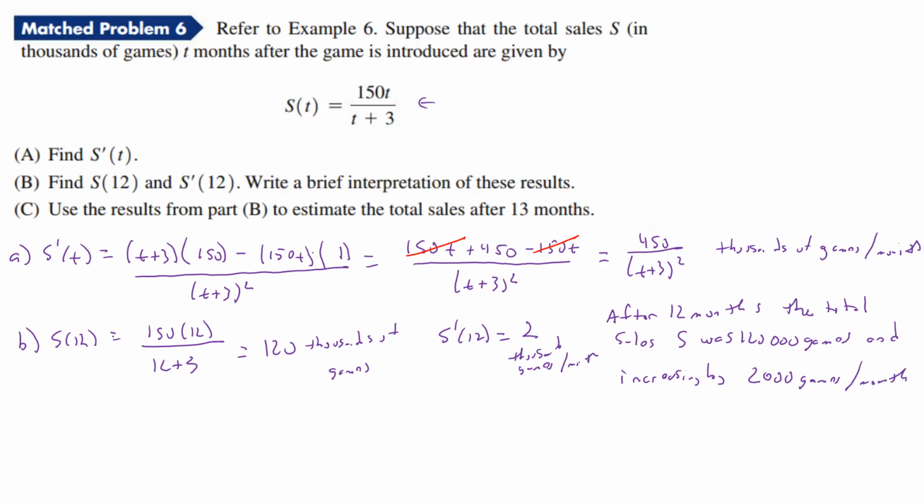So this one says after 12 months, it has sales of 120,000 games, and it's increasing, because it's positive, by 2,000 games per month. And so C then says, with that said, what is it going to be in 13 months? Well, at this point in time it's going up by 2,000. So if we have 120,000 here and we've gone up 2,000, that means it's going to be 122,000 games at t equals 13 months.